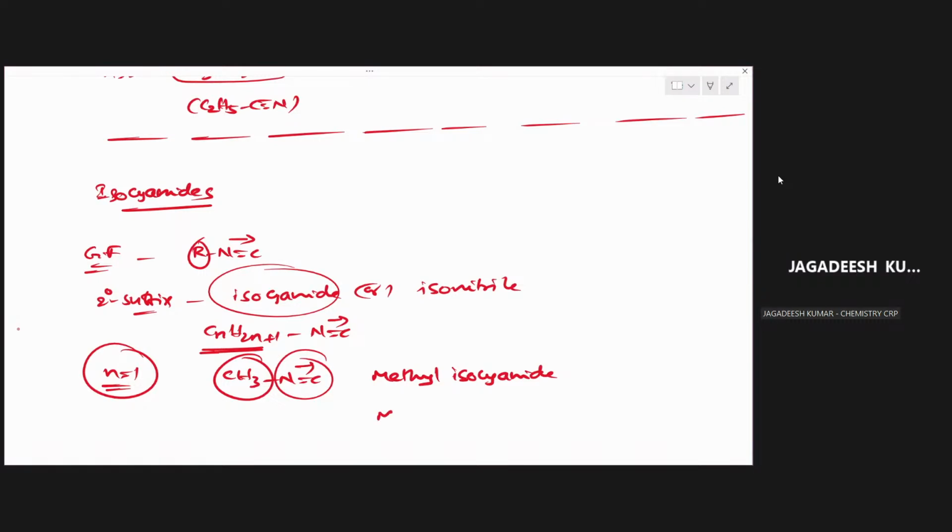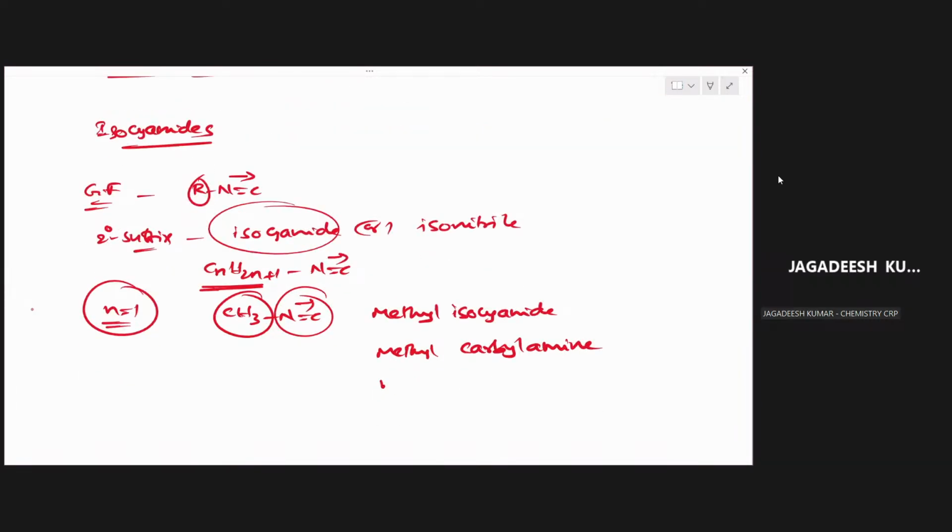Or one more common name is there. Methyl carbyl amine also we can write. Or one more name also we can write, which is methyl isonitrile. These are all the common names only.